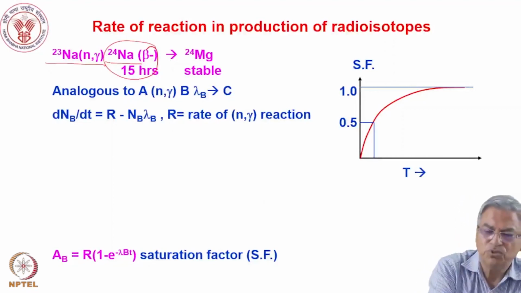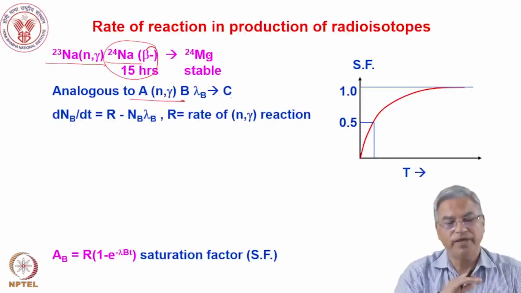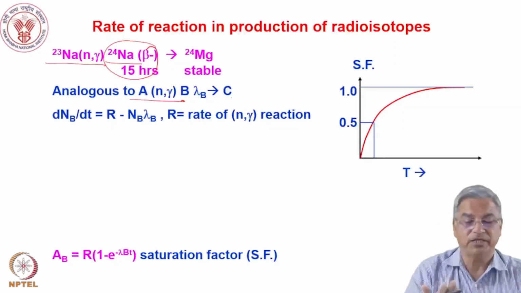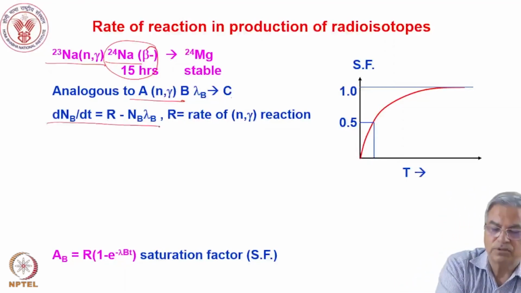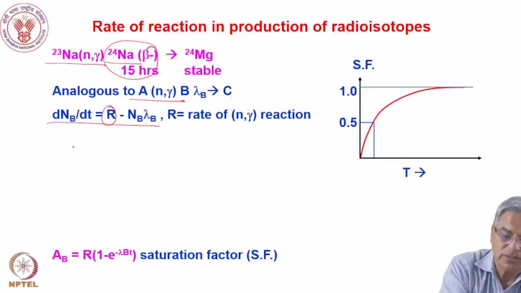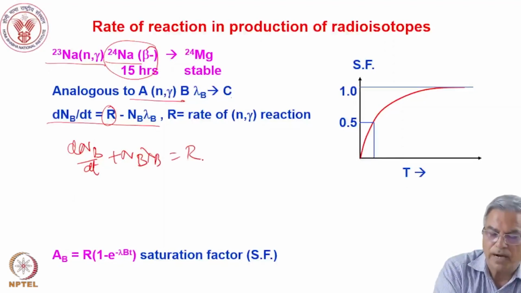So this is analogous to A going to B by nuclear reaction and B going to C, where C is magnesium-24. So instead of A going to B by beta minus decay or alpha decay, here we have A going to B by the (n,gamma) reaction. So the profile will be similar. Here we can set up the equation for the formation of B: dN_B/dt = R, this is the rate of reaction, minus N_B lambda_B, and you can solve it the same way, that is dN_B/dt + N_B lambda_B = R.